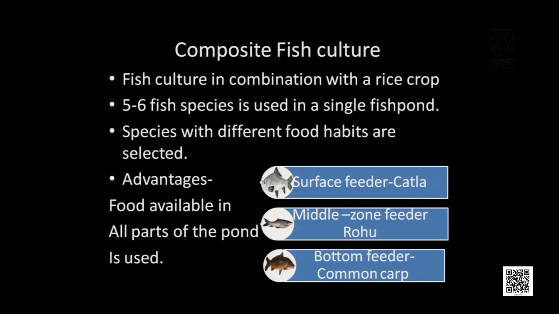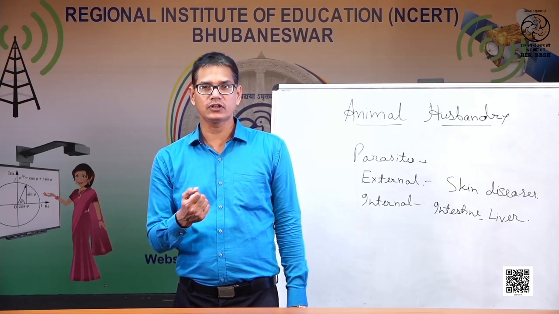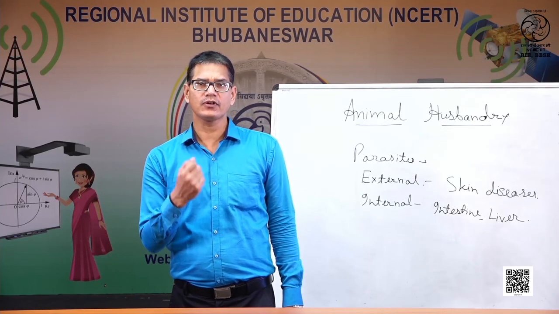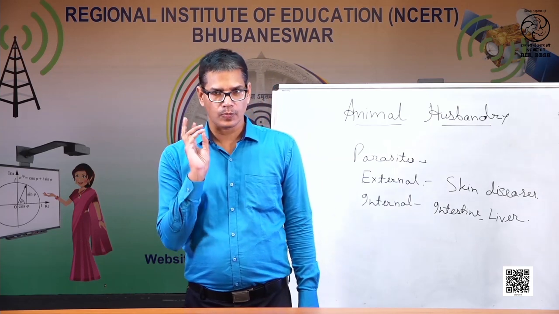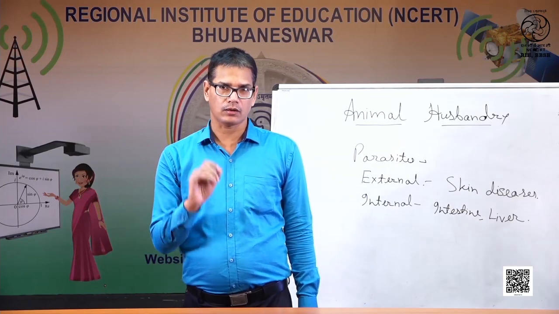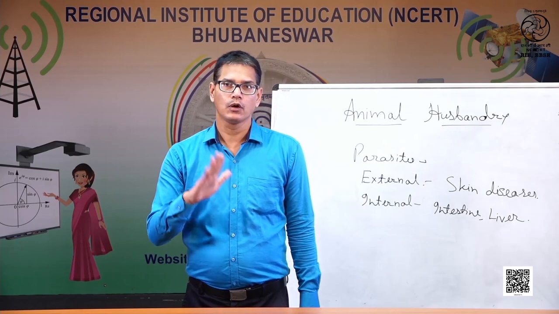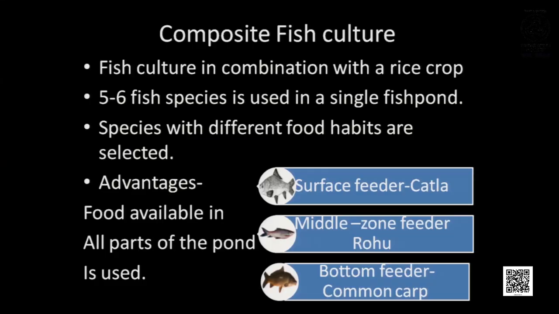That means in this way, we see that the food available in all parts of the pond is utilized by the fish, and it is a very effective method of fish culture. We get paddy crop as well as we get fish. And one more important thing, food available in all parts of the pond is utilized.